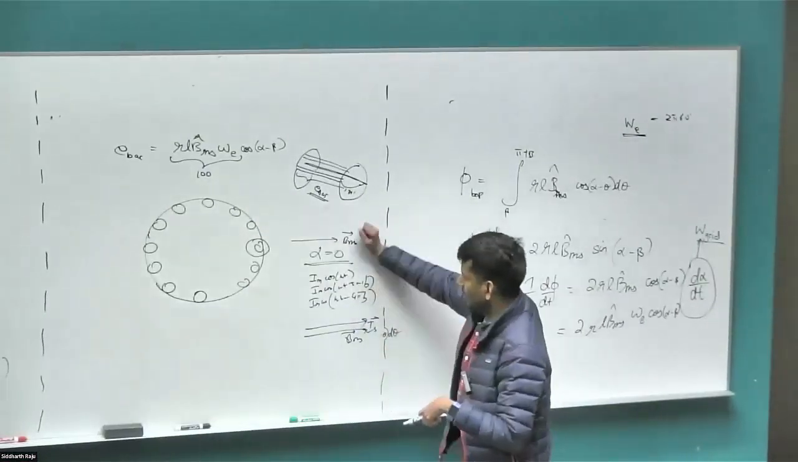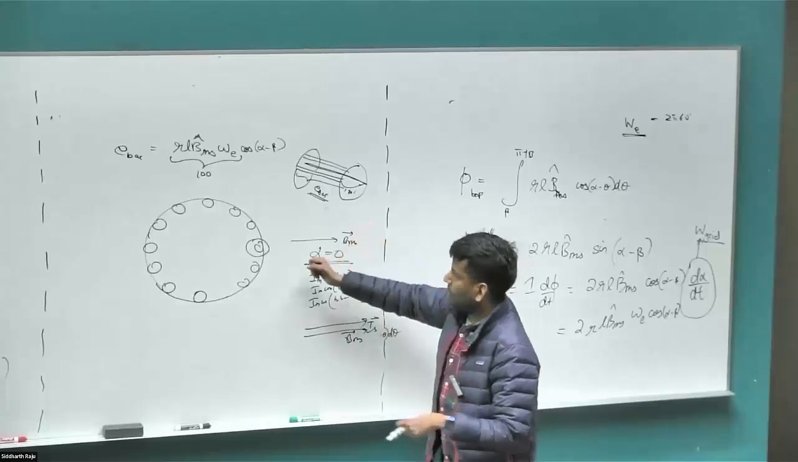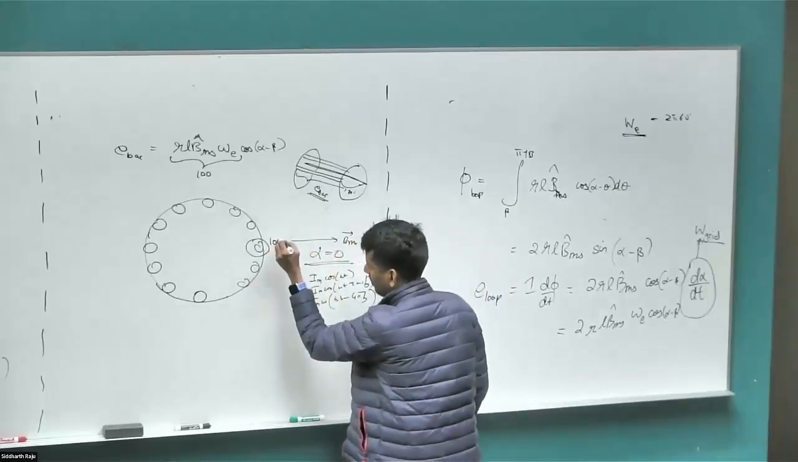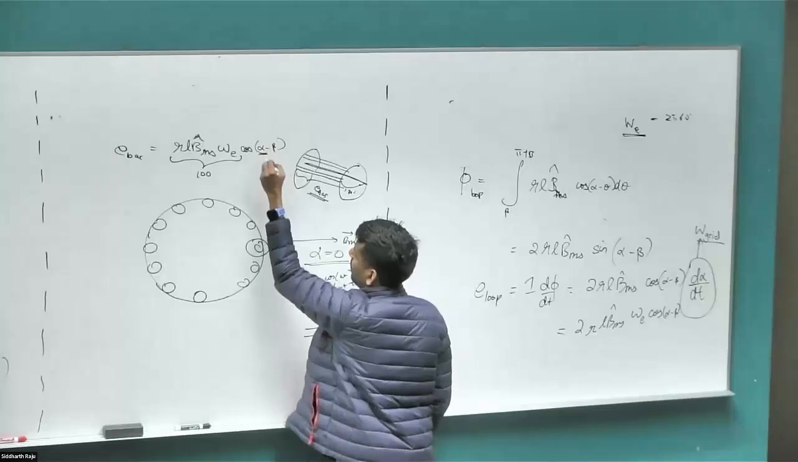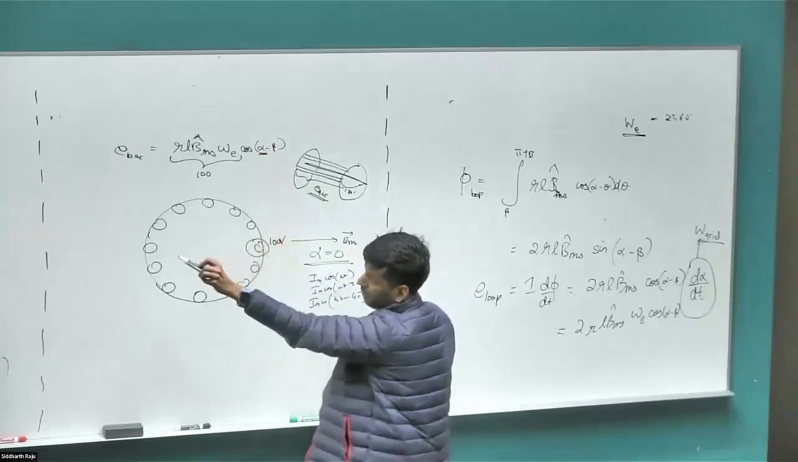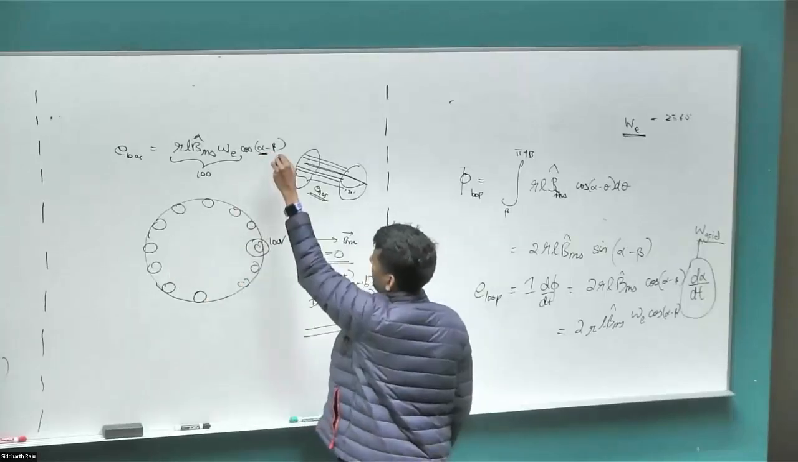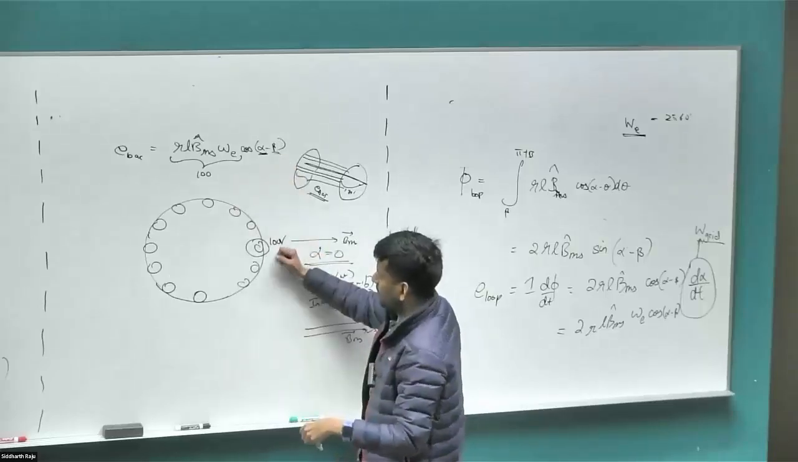So we have this BMS space vector around here. This is going to be 100 volts because alpha is 0 and the beta angle is basically the angle of the loop that we have chosen, and that angle is 0 as well. So this is going to be 100 volts.